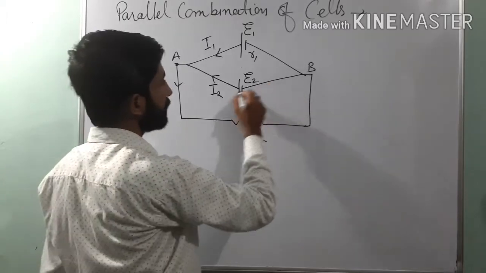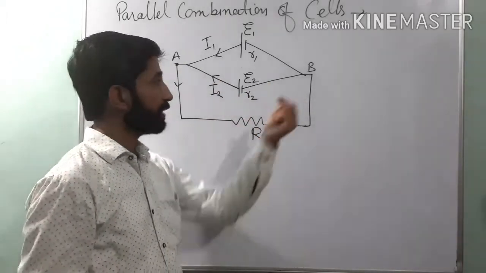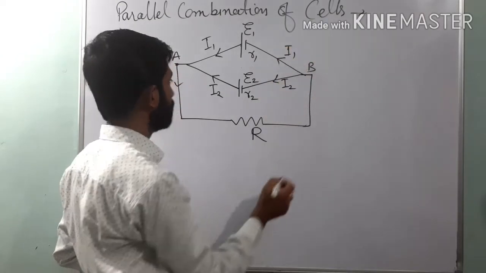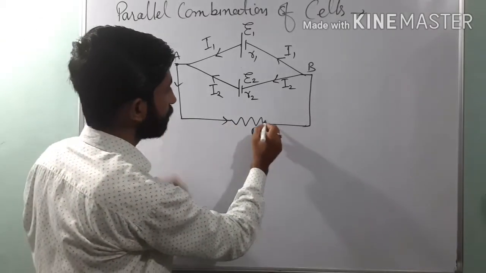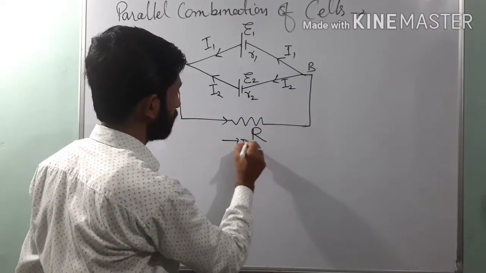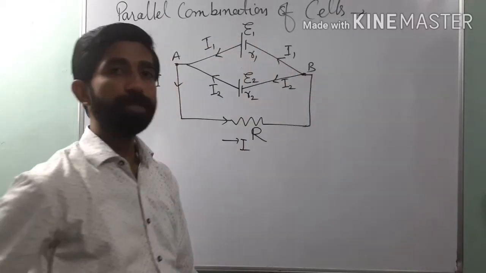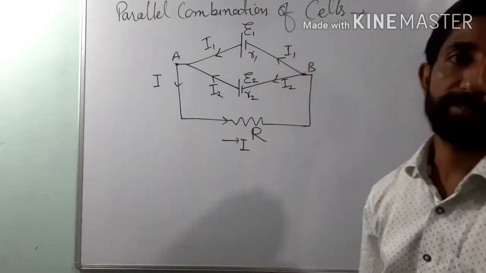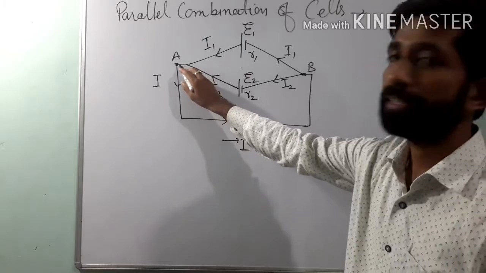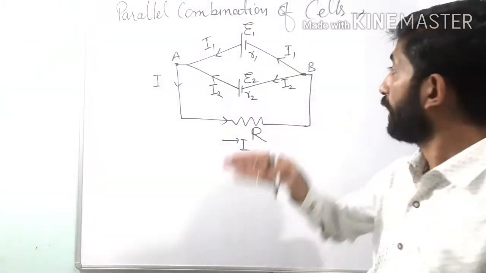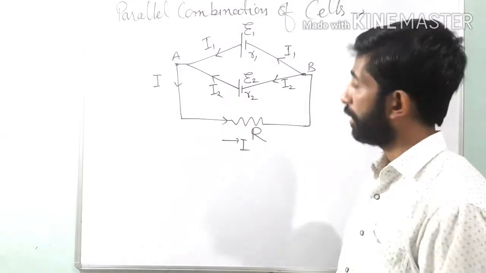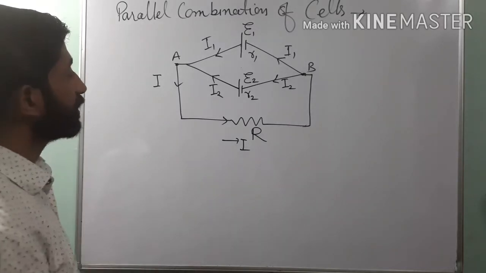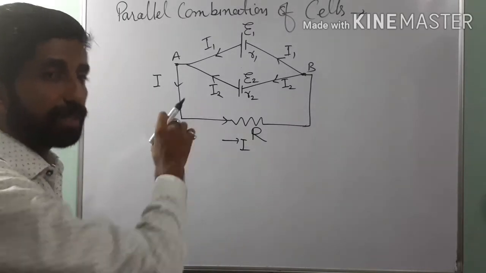This cell was giving current I2, so it must take in the same current, I2, and that is I1. If this is I, the same current should flow through this resistance, capital R, and again at point B the currents I1 and I2 get divided and go to the individual cells. So at point A the two currents are getting combined, and at point B they are getting divided. Right? So we have a relation between the terminal potential, E.M.F and internal resistance.